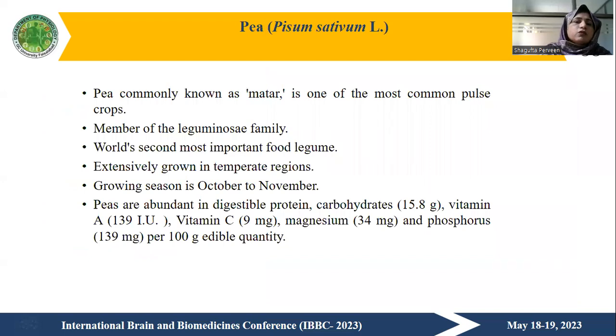Pea, commonly known as matar, is an important member of the family Leguminosae. It is the second most important food crop that is extensively grown in temperate regions. The growth season of pea is October to November. Pea is rich in proteins, carbohydrates, vitamin C, magnesium, and phosphorus when used in 100 grams of edible quantity.